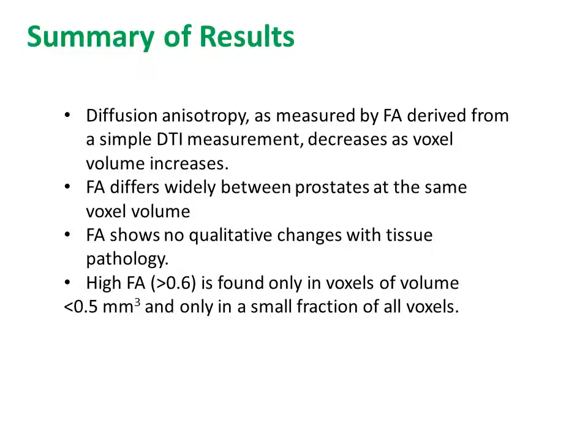So in summary, diffusion anisotropy measured by FA from a simple DTI measurement, a 6-direction measurement in our case, decreases as voxel volume increases. There are big FA differences between different prostates, even at the same voxel volume. The FA doesn't show any qualitative changes with tissue pathology in the small number of samples we looked at, and we only find high FA in a small fraction of all voxels in any particular prostate.